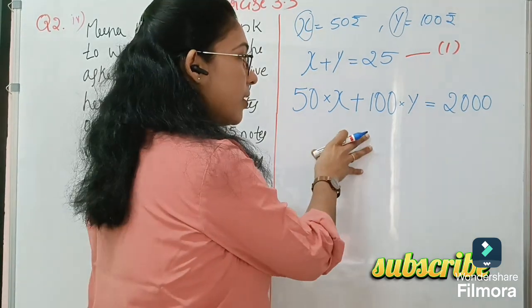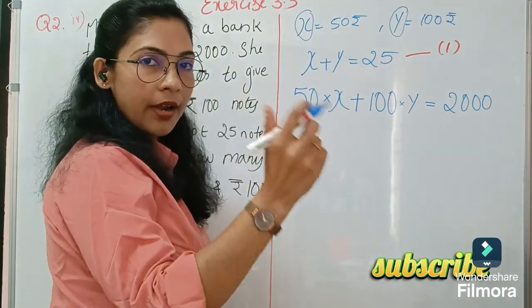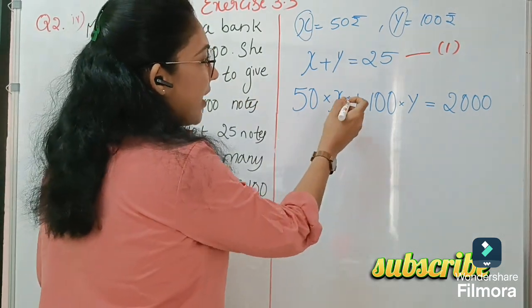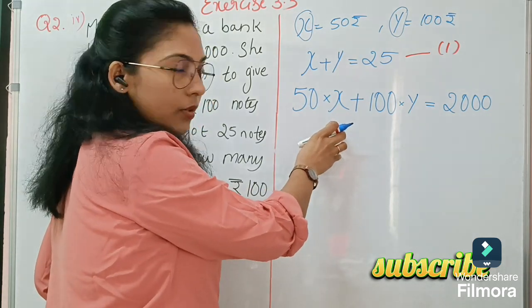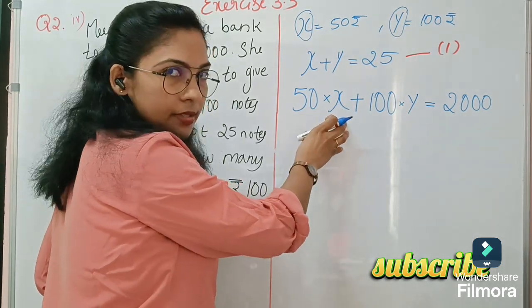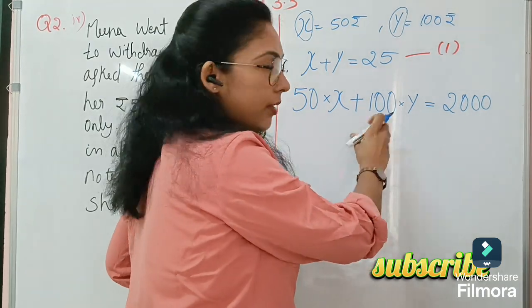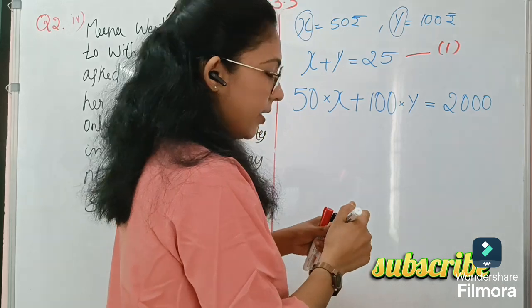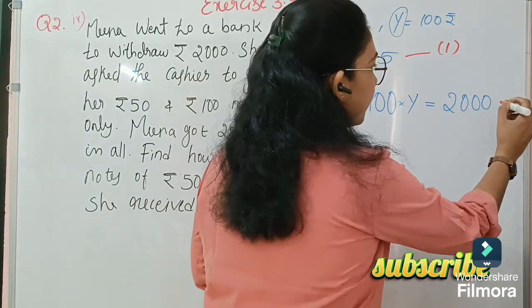Do you understand how this equation exists? That means there are 50 rupees notes and 100 rupees notes. 50 rupees notes are x in number, so 50 times x. Then y 100 rupees notes are there, which means 100 times y. All together we get 2000 rupees. So this is equation number 2.